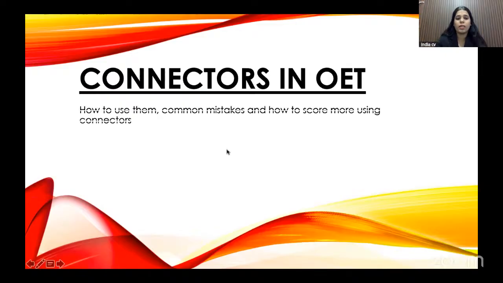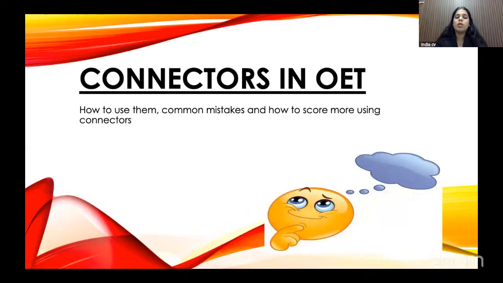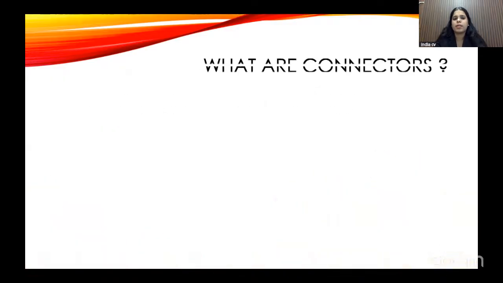Today, we'll be learning about the use of connectors in OET, and we'll also be understanding how to use them, common mistakes, and how to score more using connectors. Now, I have often heard from my students that they are confused about where connectors have to be used, what they are, and how we can ace them and score better. So, today's session is here to clear your doubts and to understand more so that you're able to score better using connectors in OET. So, first of all, what are these connectors?